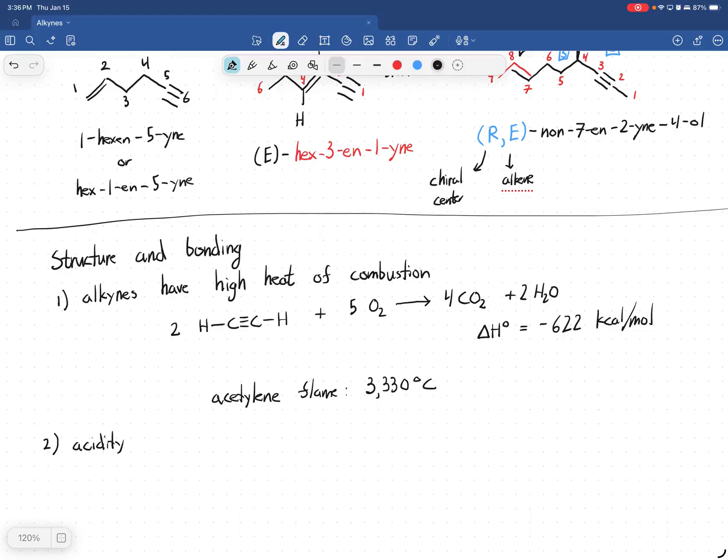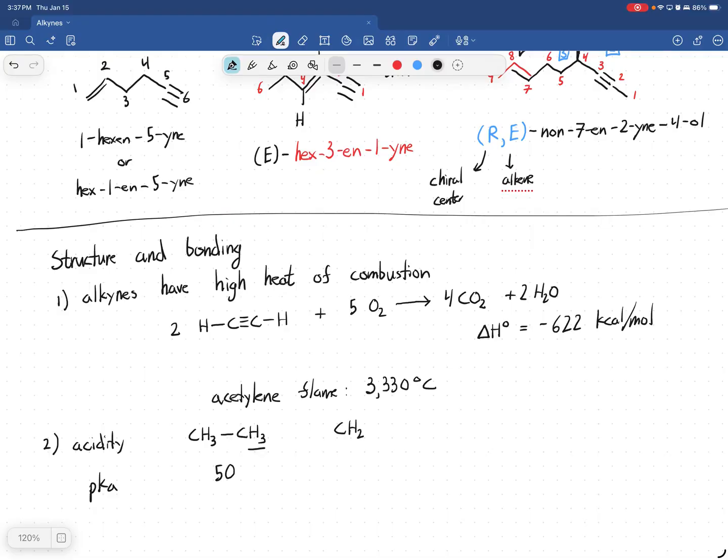Acidity. Let's talk about the acidity of alkynes. So previously we looked at alkanes. Alkanes are not very acidic. They're very stable. All right, so not very useful. But if we looked at one of these hydrogens, the pKa is around 50. So not very acidic at all. Virtually not an acid. We looked at alkenes.